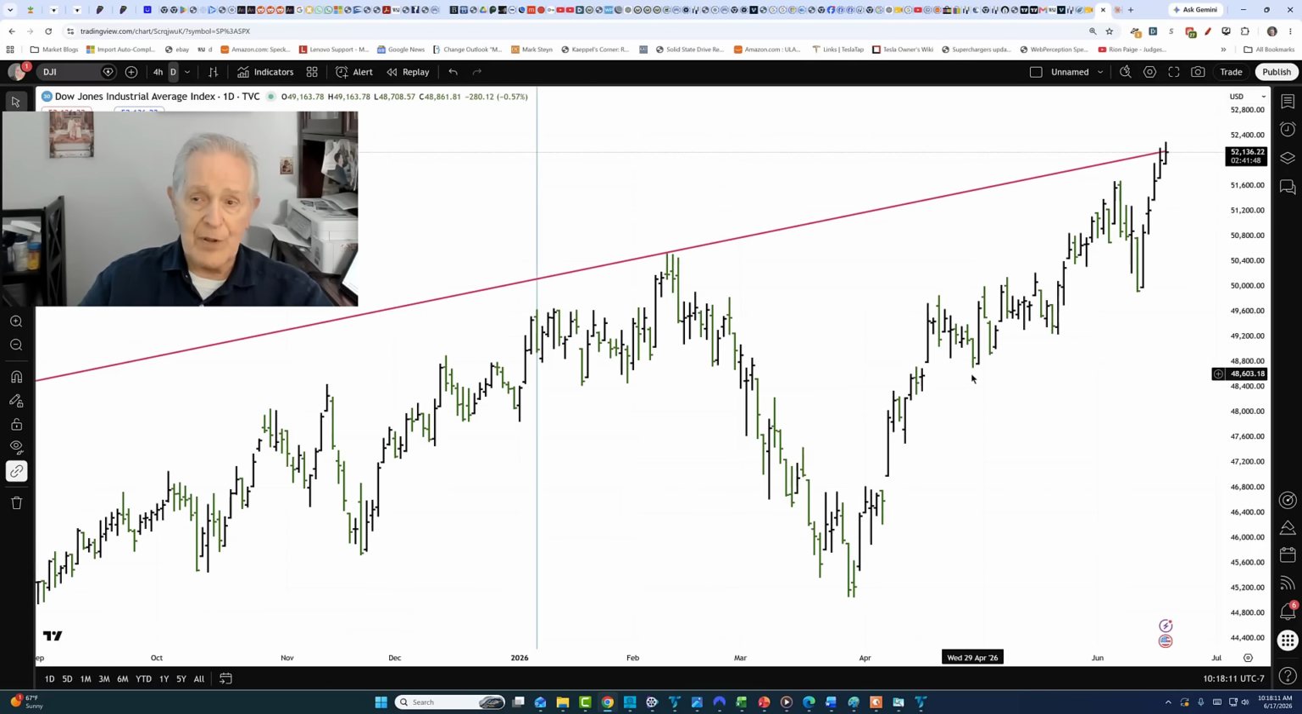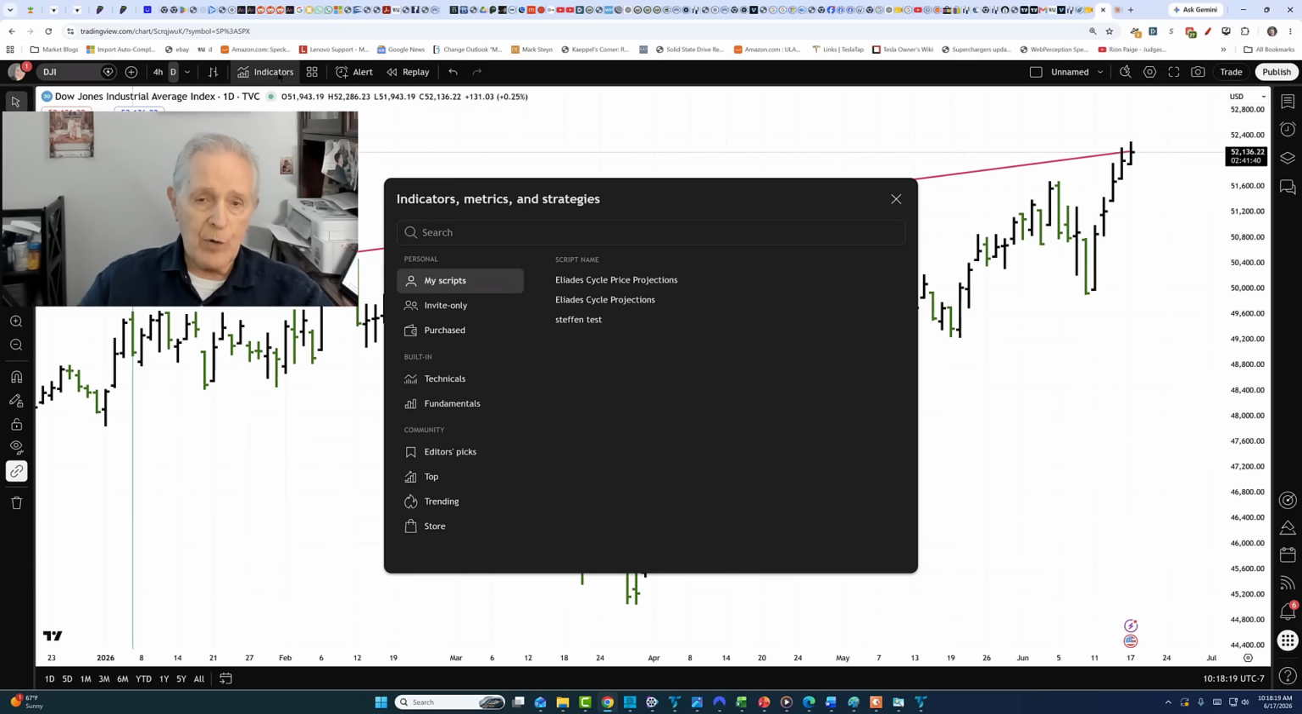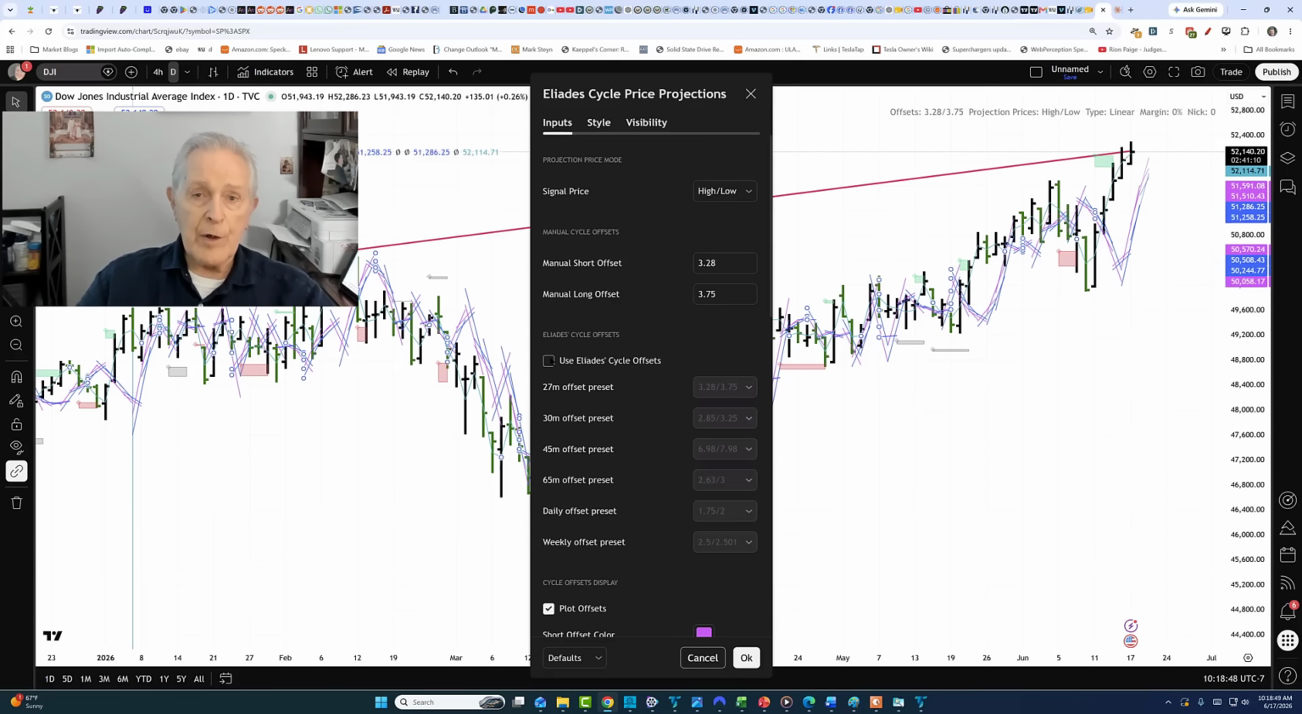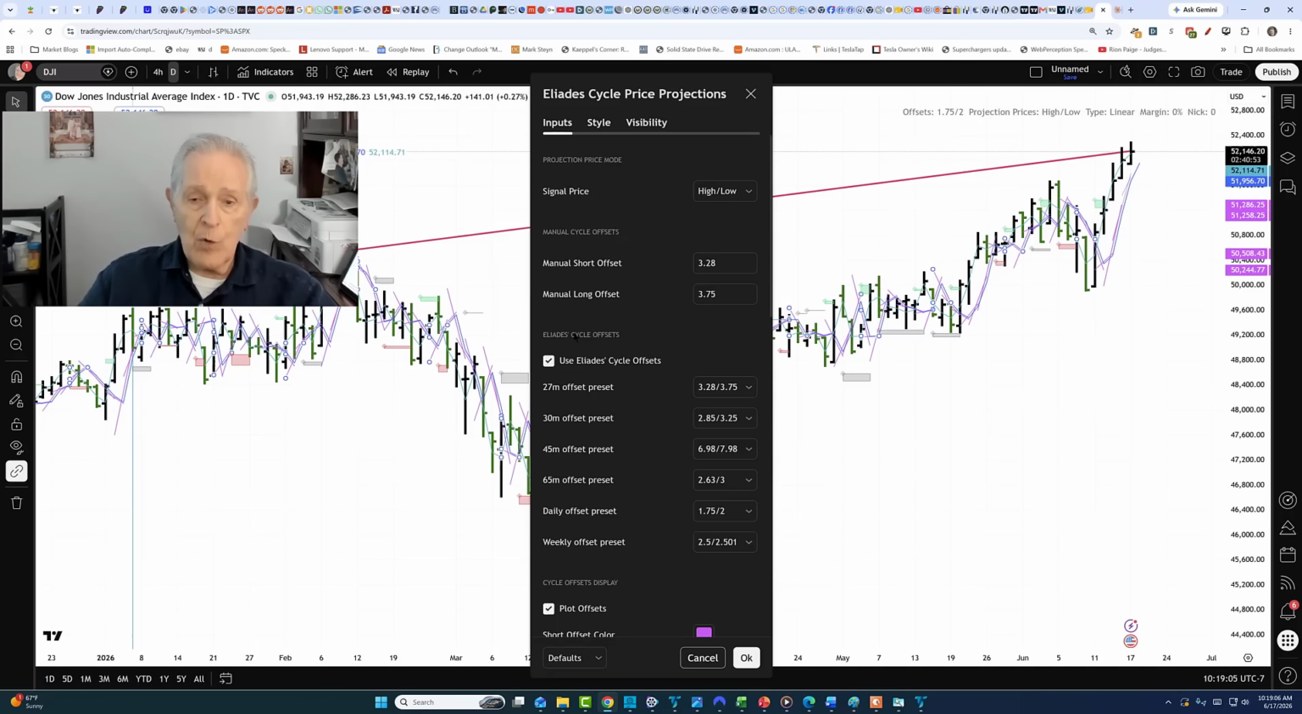So let's look at some of the cycle projections, okay? I go to indicators, Eliades cycle price projection, and there are two ways you can use this. One is with your manual offsets, long and short. The other one is the Eliades cycle offsets, which I've worked a long time translating calendar day offsets into trading day offsets. We're going to start with almost the shortest one, 3.5 to 4 day offset, which will give a projection.